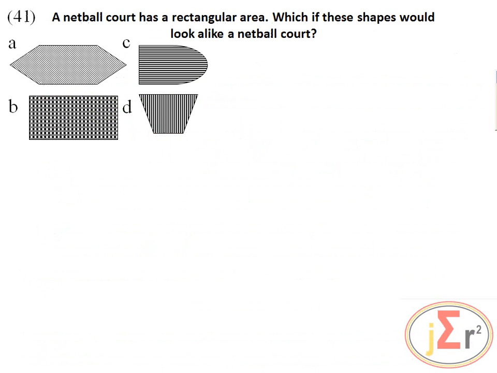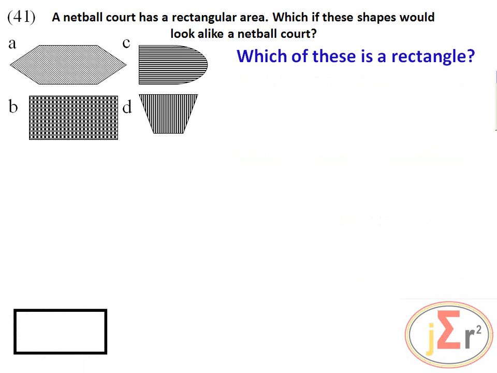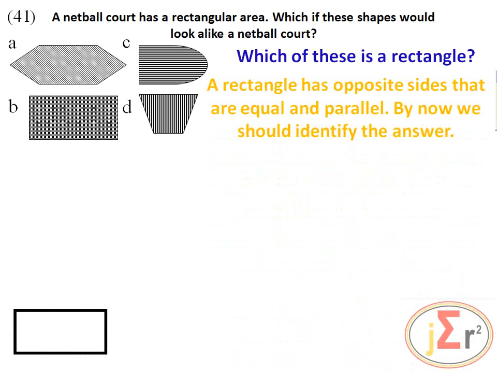A netball court has a rectangular area. Which of these shapes would look like a netball court? B. B is the correct answer. It is a rectangle, and we will take a look at what makes it a rectangle. Which of these is a rectangle? So there we have a rectangle.